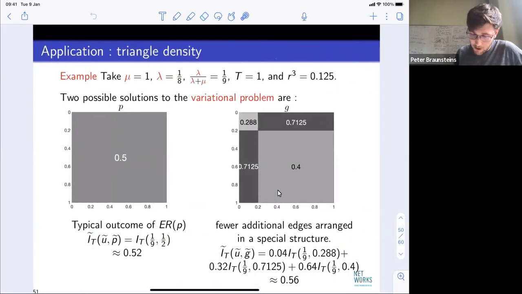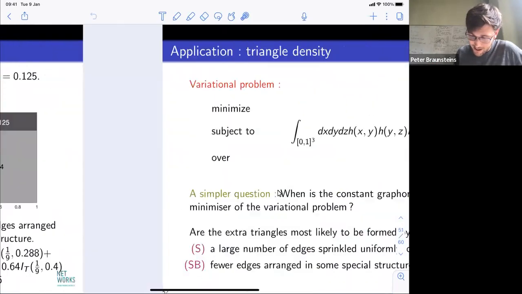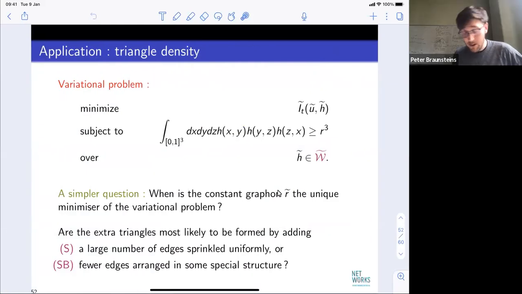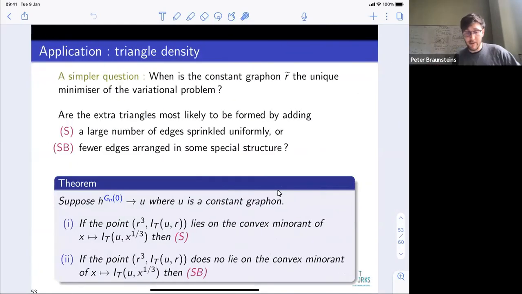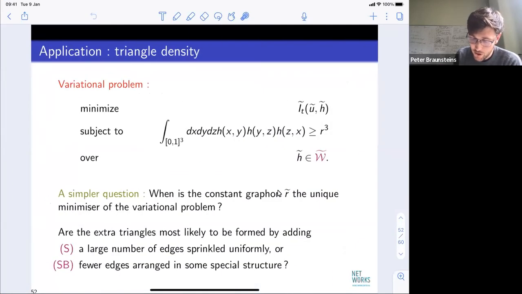So due to time, I'm not going to go through this next slide, but I'm going to say that we can actually solve this variational problem. So basically we're asking the question, when... sorry, I'll go back. This variational problem, we need to optimize over all graphons, okay?